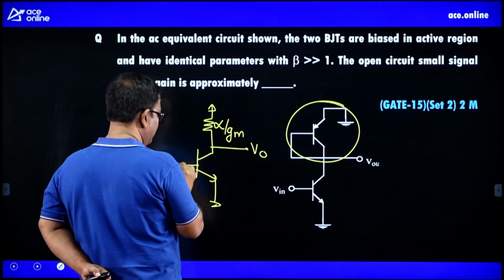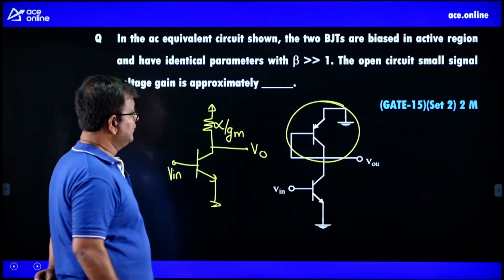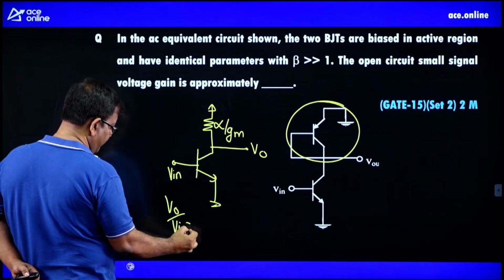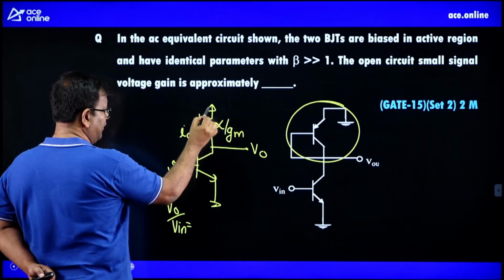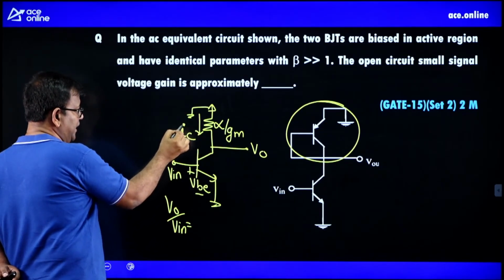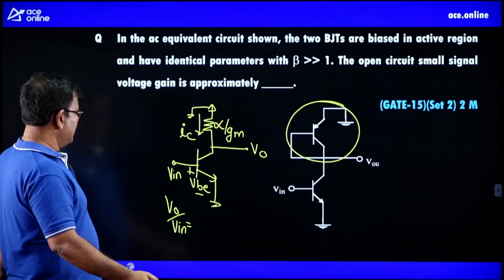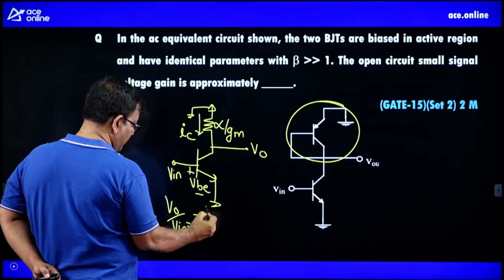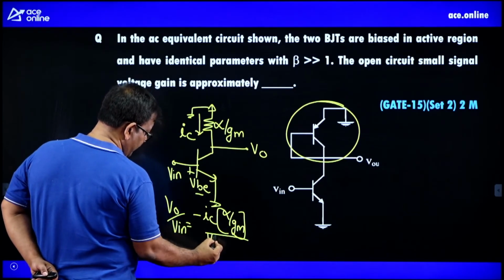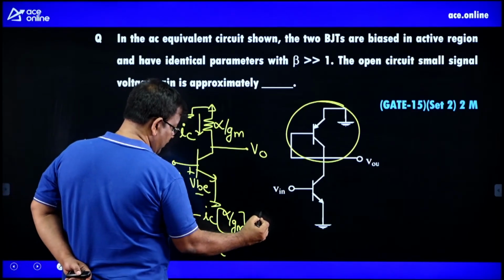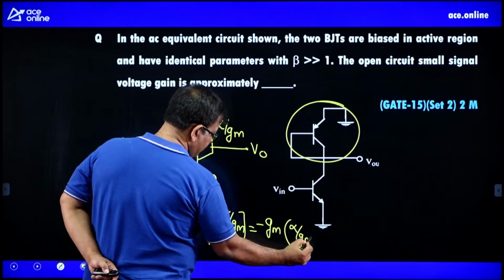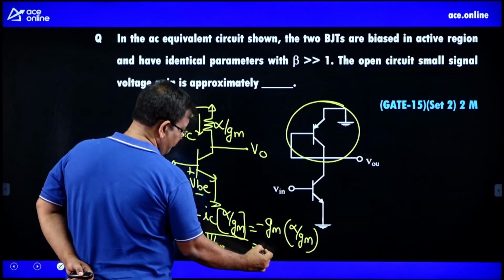Now this is a common emitter amplifier. So what is the gain of a common emitter amplifier? The gain of common emitter amplifier v0 by vin, or if you want you can take an ic here and vb here. So for AC analysis, please take small letters. So v0 is going to be minus ic into alpha by Gm and vin is vb. So what is ic by vb? It is Gm. Minus Gm into alpha by Gm. So Gm gets cancelled, minus alpha.